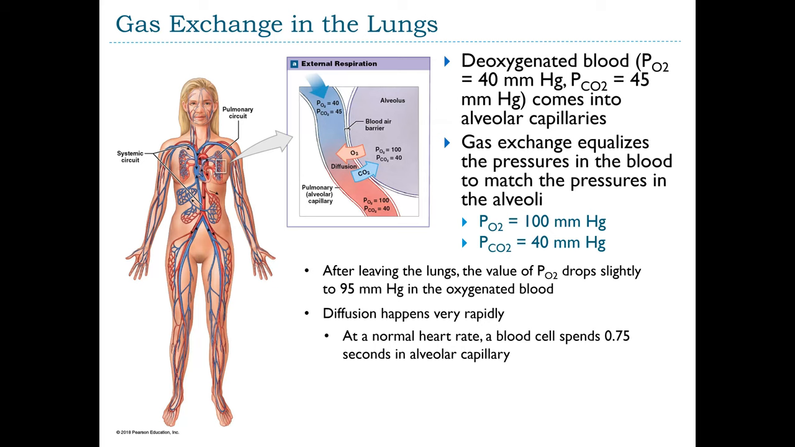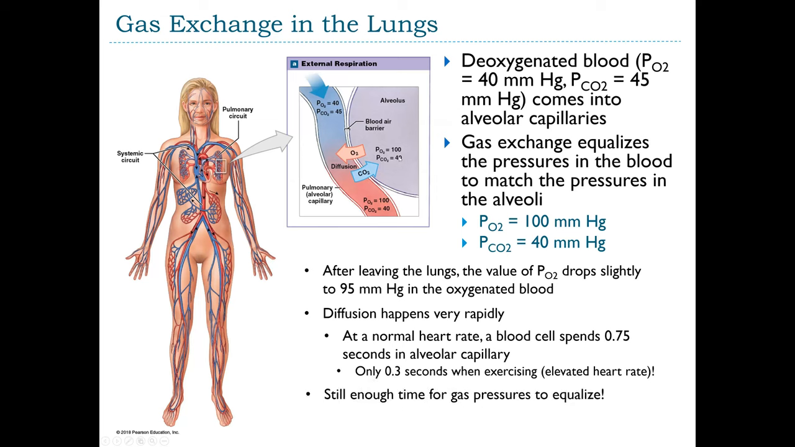To give you an idea of how fast this occurs, at a normal heart rate, so at rest, a blood cell only spends 0.75 seconds inside an alveolar capillary, so less than a second in the capillary. When you're exercising and you have an increased heart rate, a blood cell might only spend 0.3 seconds inside one of these capillaries. But in both cases, this is enough time for the gas pressures in the blood to still equalize with the gas pressures in the alveoli.